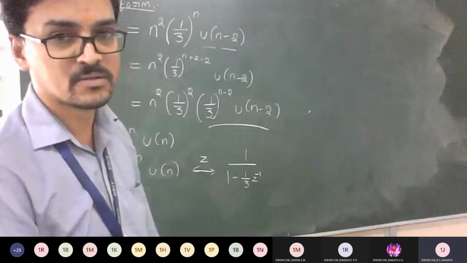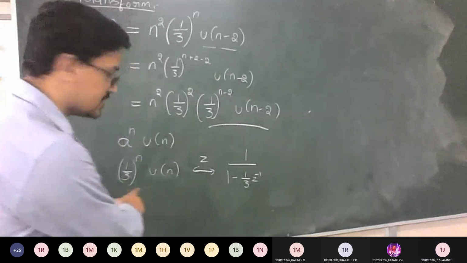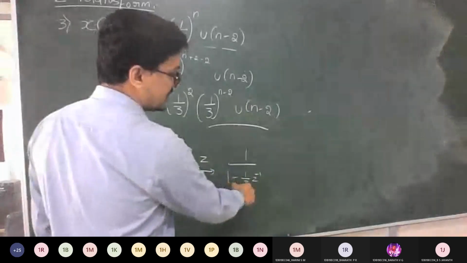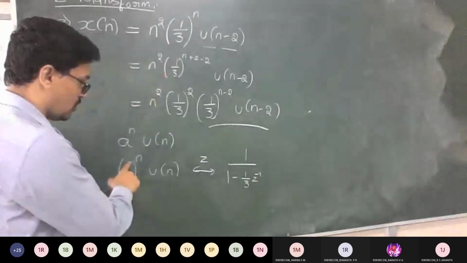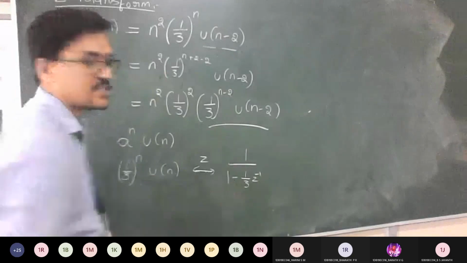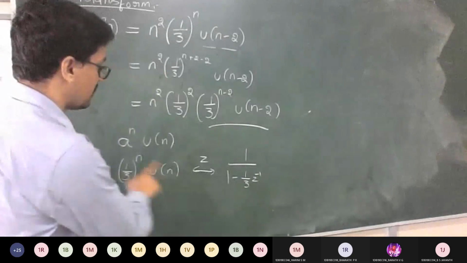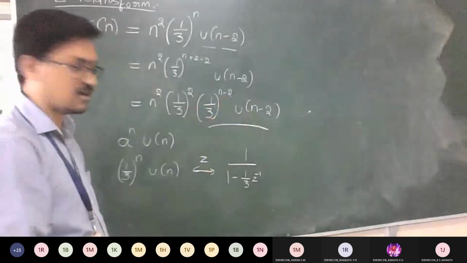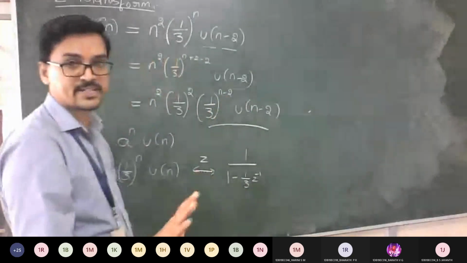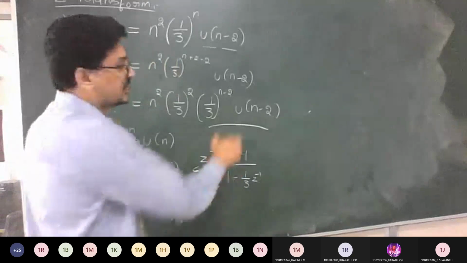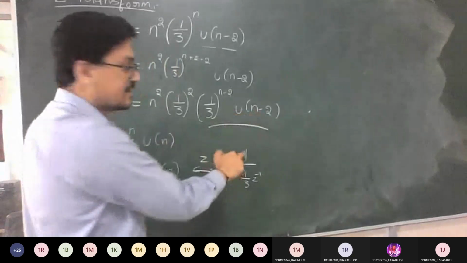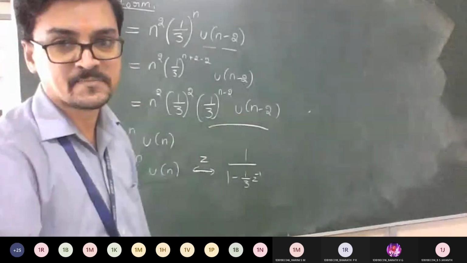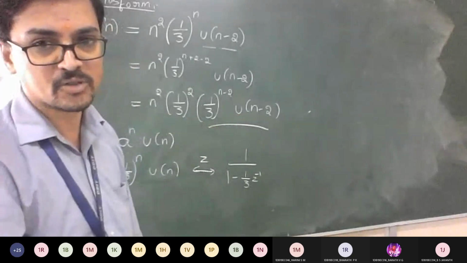Shall I repeat what I told? So I hope everyone understood, right? We have a generalized formula for a power n into u of n as 1 by 1 minus a z inverse. Since we know 1 by 3 is the value, we have substituted a like this. But this is for n. Here what I want is n minus 2. So what is the formula? The denominator doesn't change. It will keep adding to the numerator. If it is n minus 1, z inverse of minus 1. N minus 2, z inverse of minus 2. N minus 3, z inverse of minus 3. I hope you got some idea now how to proceed.